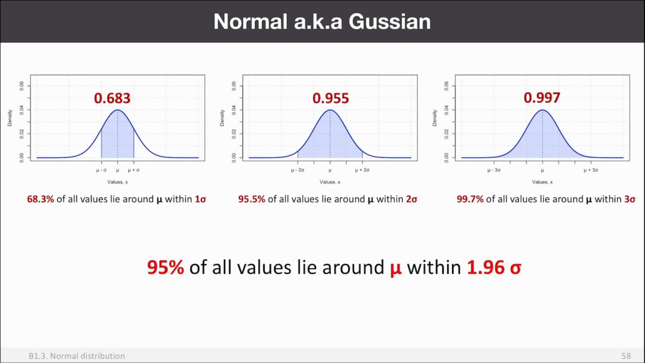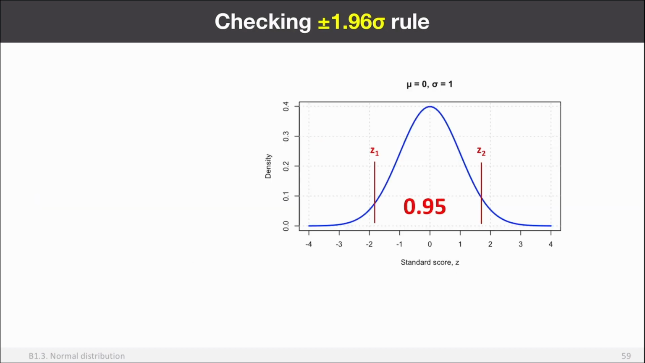To remember, I also told you that 95% of all values lie around mu within 1.96 sigma. So they cannot go beyond this plus or minus 1.96 sigma in 95% of cases. So let's try to think how we can prove it. If you think about a standardized normal distribution, it means that you need to find two values, Z1 and Z2. So in between, if you find the area between these two values under this distribution curve, you will get 0.95.